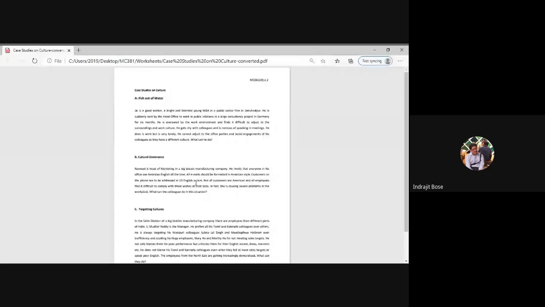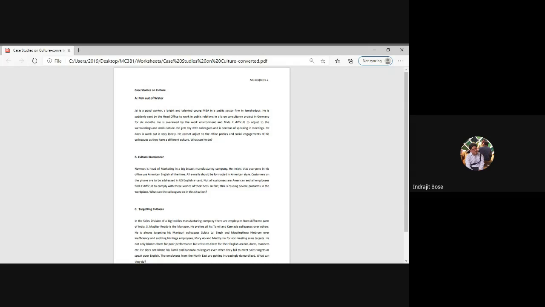Yes, let me see whether I can just display this to you. Yes, I think you can see the worksheet, or the case studies on culture. These are the case studies that are given. I'm reading them out one by one. You can comment. There are different titles for the case studies. Again, these are from the corporate work environment. The first one is called Fish Out of Water.